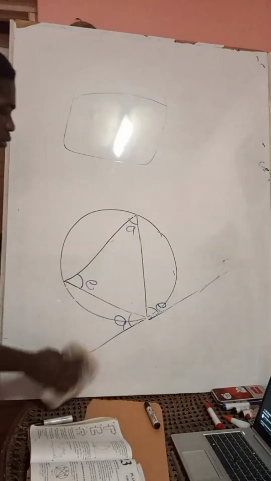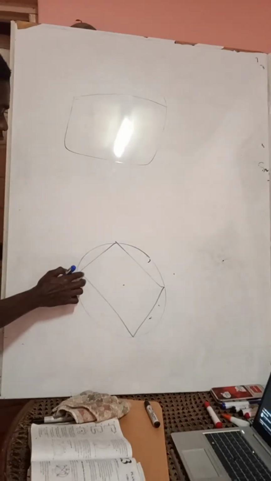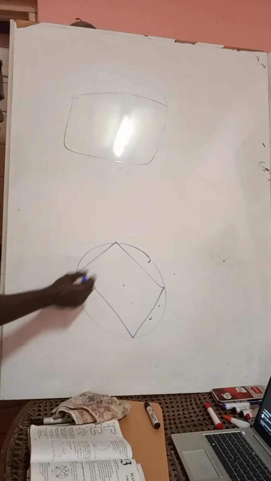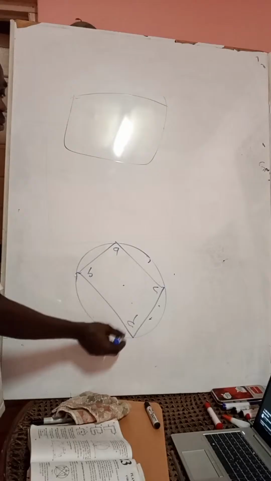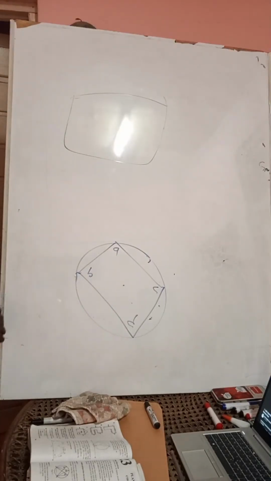So you see that last time I taught you that when you have a quadrilateral inside a circle, a four-sided figure inside the circle like this, and maybe we have here A, here B, here C, here D. The sum of it is equal to what? 180, right?